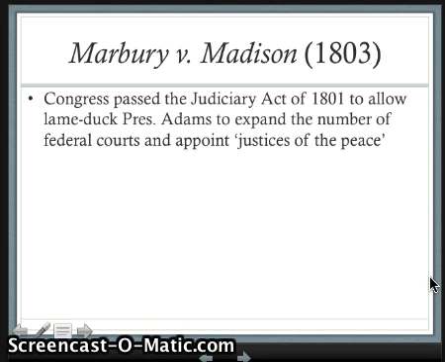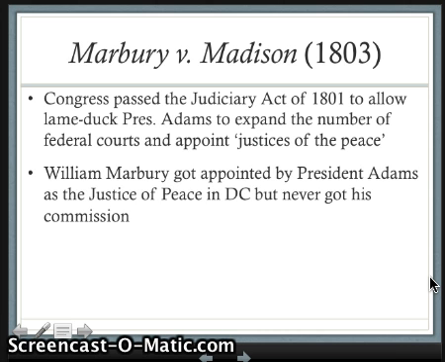The story behind Marbury versus Madison is that Congress passed a law called the Judiciary Act of 1801, which allowed then lame duck President Adams to expand the number of federal courts and appoint justices of the peace. William Marbury got appointed during this time as the Chief Justice of the Peace in D.C., but he never got his commission, the actual papers, where he could then get the job.